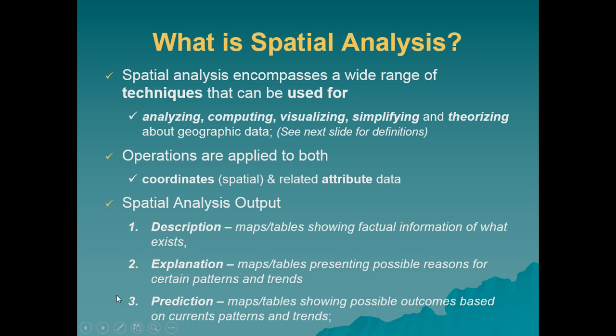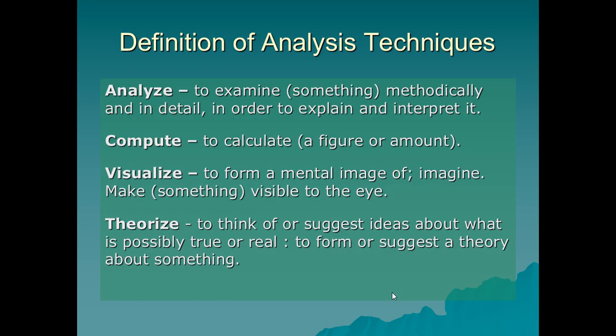Maps may also be predictive, meaning they can show possible outcomes of a phenomenon based on current patterns and trends. So in other words, I have historical map information based on the trends that I've observed over time. I can project that certain things will happen and the map would look in a certain way. All right, so those are some categories of maps that can be produced from spatial analysis.